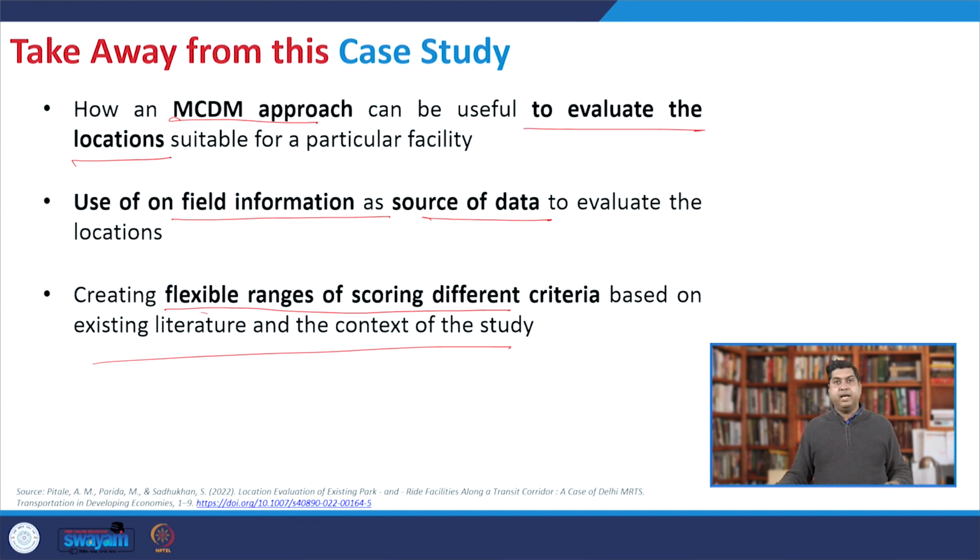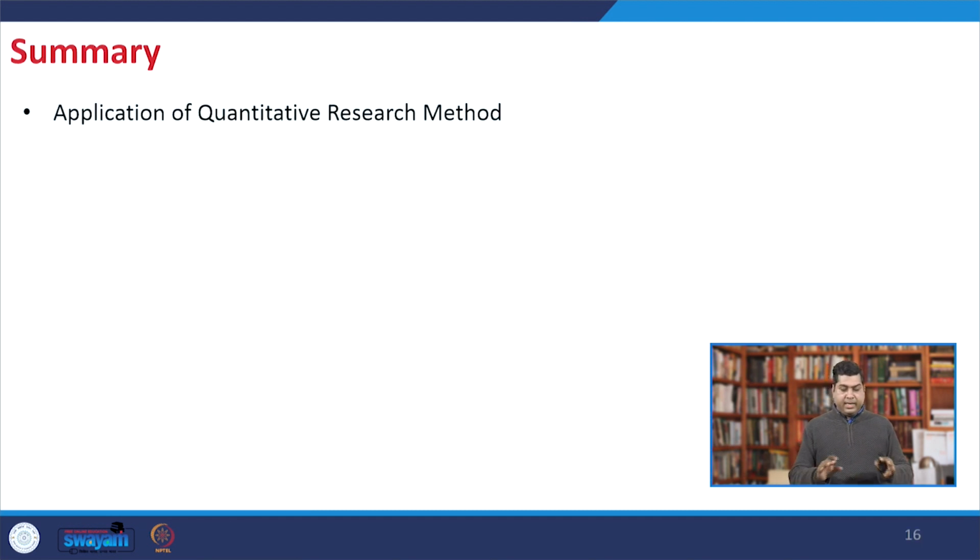So with that, I am sure you get some insight. If you are interested to know TOPSIS more, which you can also use in your study, you can go through this paper. If you have any questions or doubts on the method, you can ask in the forum. So with that, this is another case study that we have discussed today, another application of quantitative research method. In this case the main objective was to check the locational feasibility, or you can say the efficiency, of park and ride in case of Delhi Metro, right.